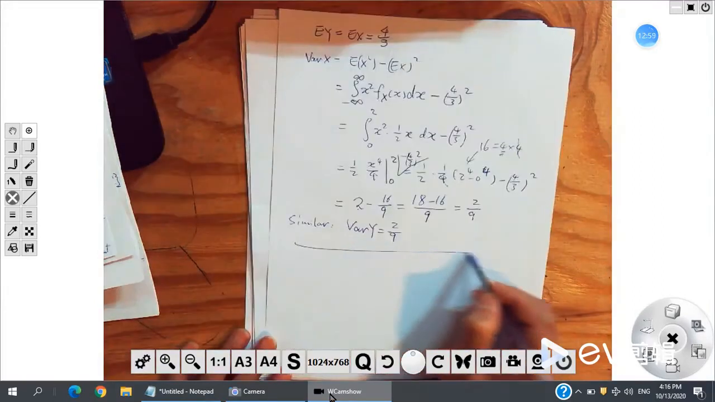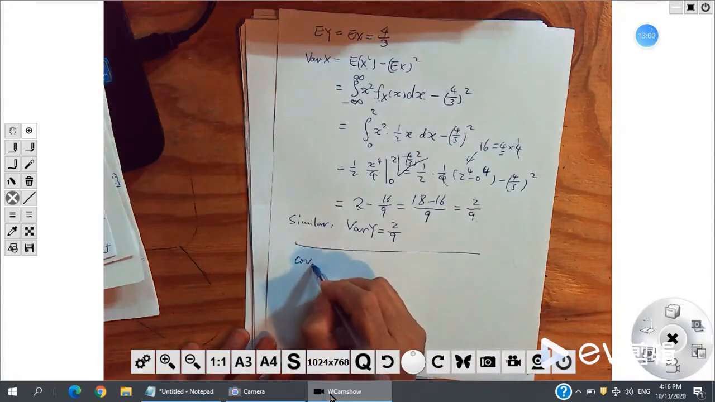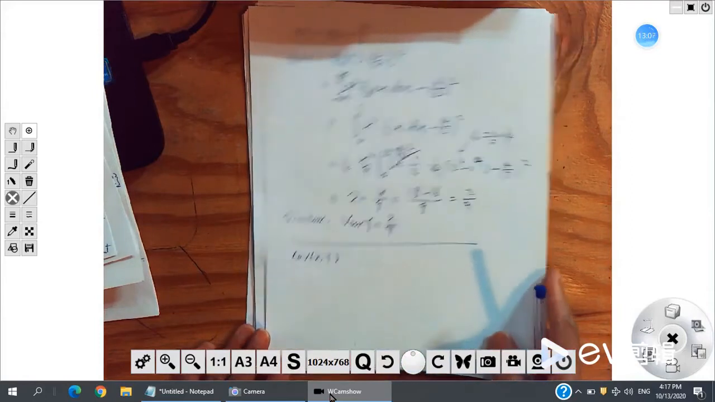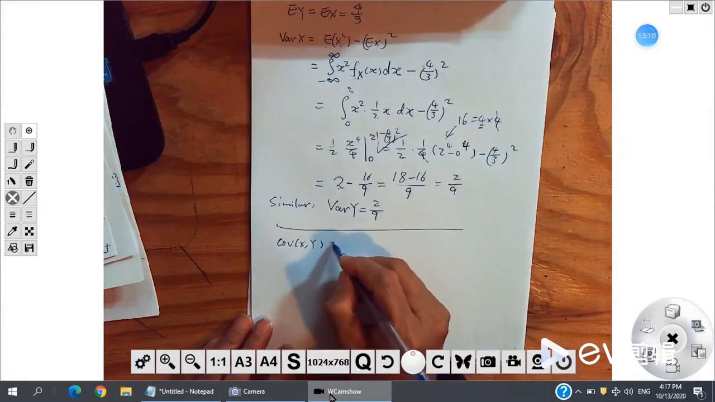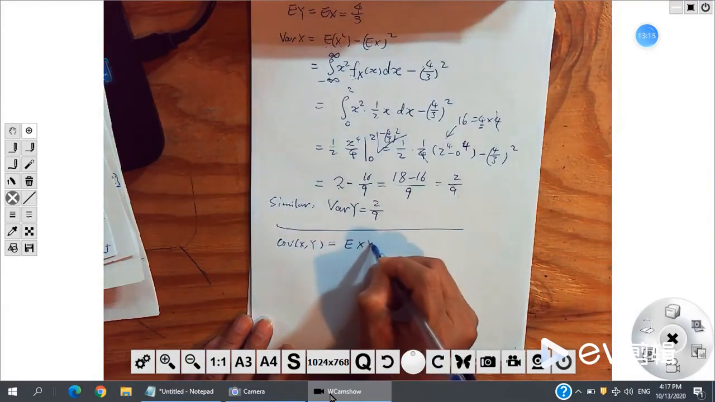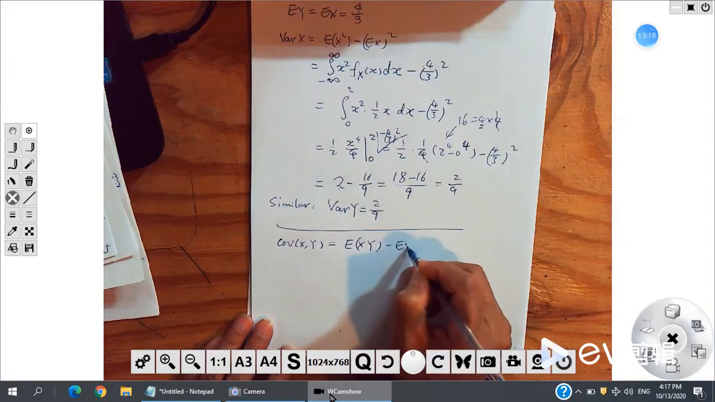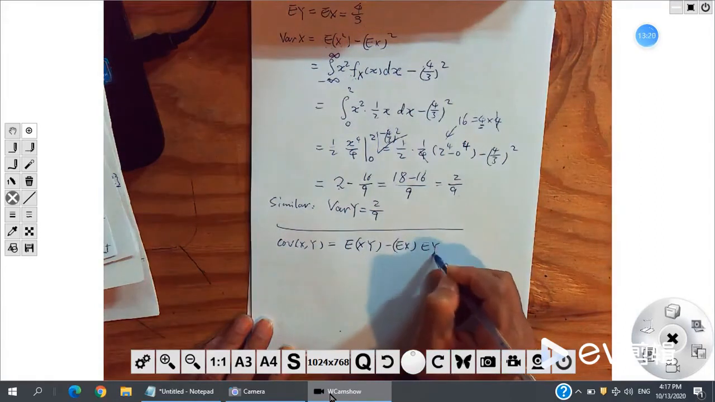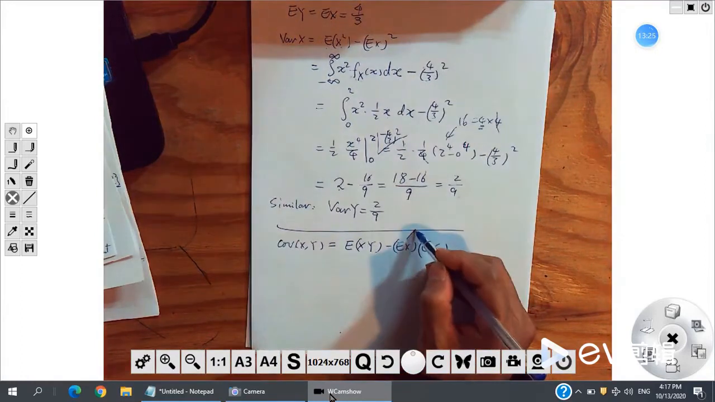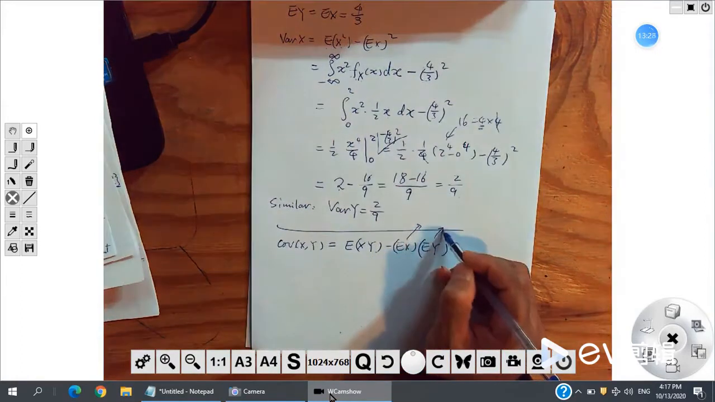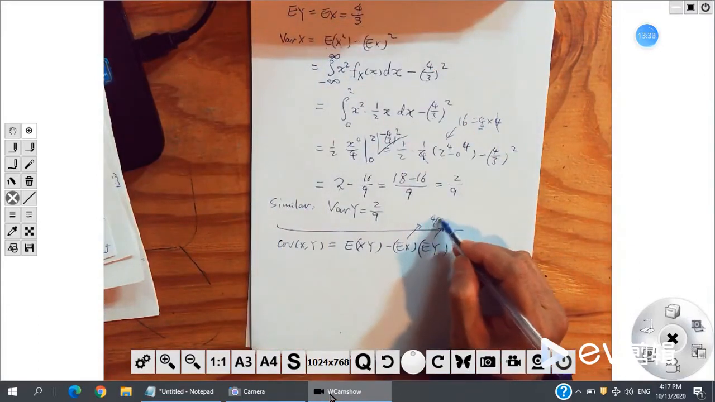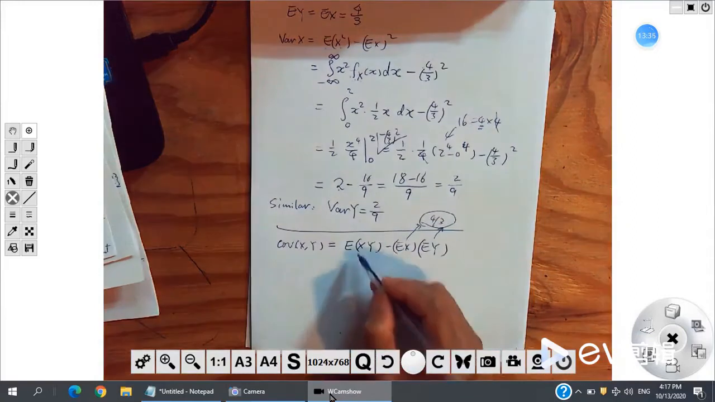And then we want to know the covariance. Covariance of x and y. For covariance, we also have a formula. It is E[XY] minus E[X] times E[Y]. Now we already have E[X] and E[Y], right? Both are 4 over 3. And then we should know what E[XY] is.